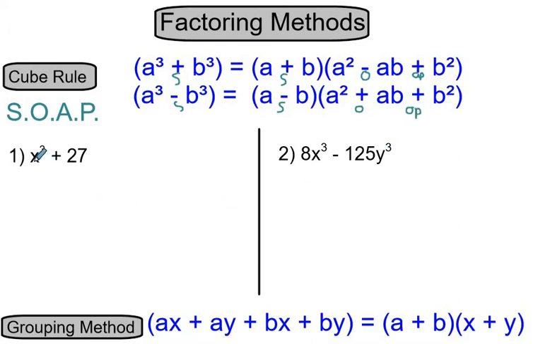All right, so if you think about x to the third power, the cube root of that number would be, what number did I multiply 3 times to get x cubed? So that would be x times x times x. And so the cube root of x cubed is x, meaning A in the formula is x. And B would be the cube root of 27, and 27 is 3 times 3 times 3. So B would be 3.